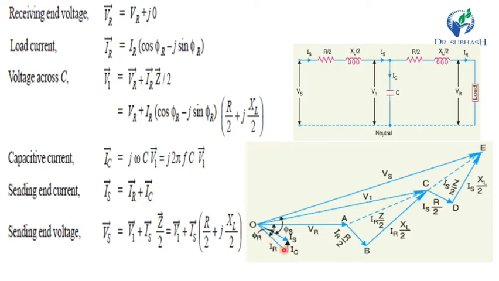Now after IR, we see that there are two resistive drops in the circuit. One is before the capacitor and one is after the capacitor. One is nearest to the sending end and one is nearest to the receiving end. In this impedance the current flowing is the sending end current, and in this impedance the current flowing is the receiving end current.